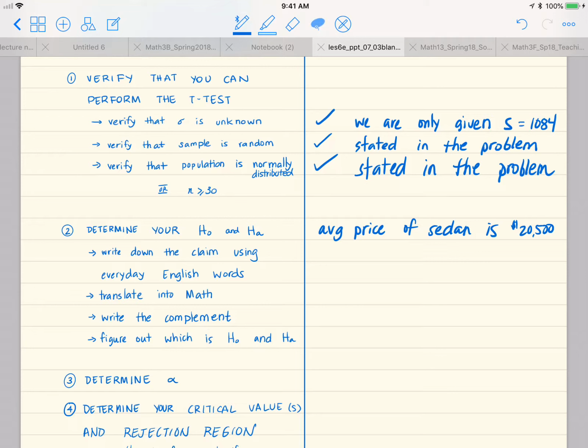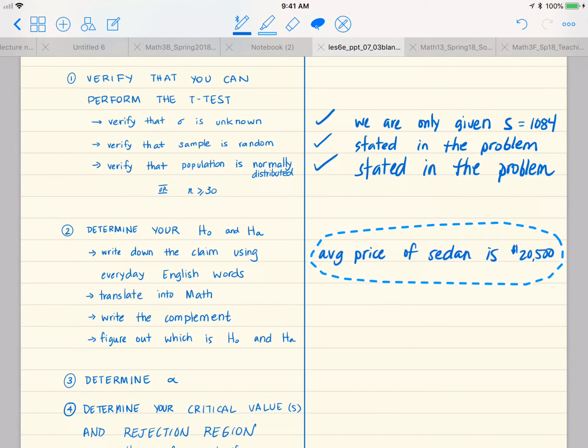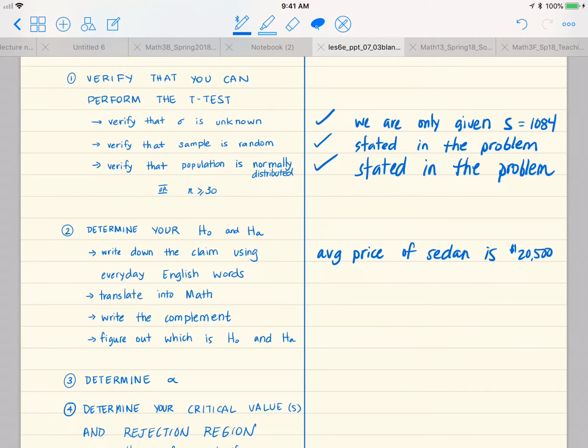Let me actually move this down a little bit. How do we translate this into math? Average price of sedan, that's the same as mu. Average price. If you say, what is the average price of a 2-year-old sedan? You're asking me for the population mean. Is. Do you remember is? What does is translate to? Equal sign. And then, of course, the 20,500. You see how that works?